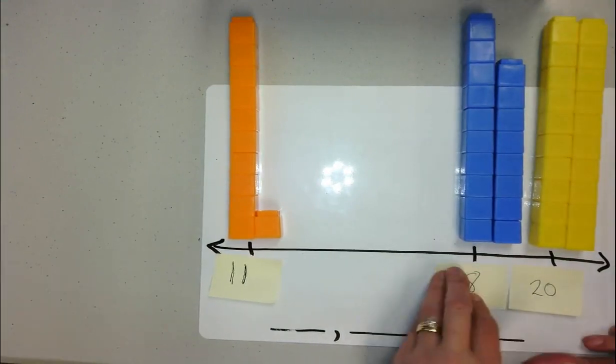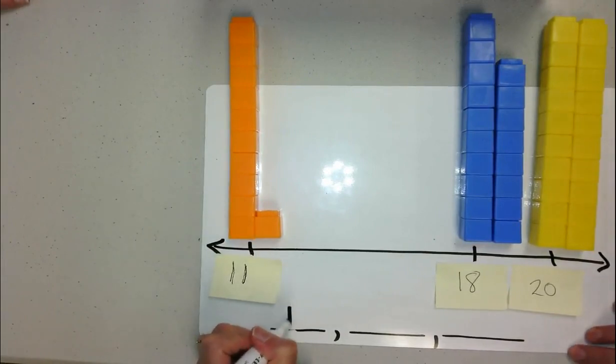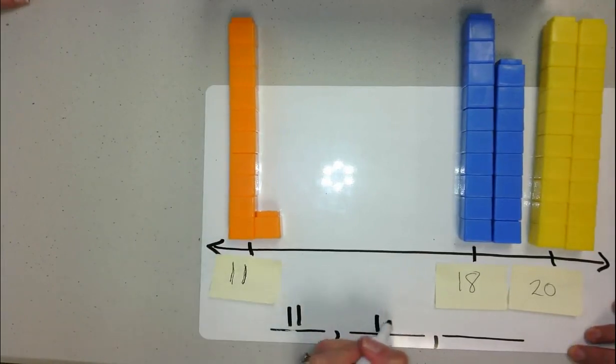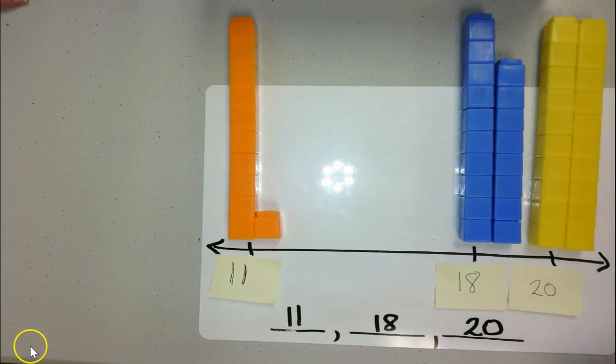And our final step is going to be to write these numbers. We want the students to write the numbers from least to greatest. So we start here at the left and I write 11 and I write 18 and I write 20. And that is a way to introduce ordering numbers on an open number line up to 20 in first grade using concrete models.